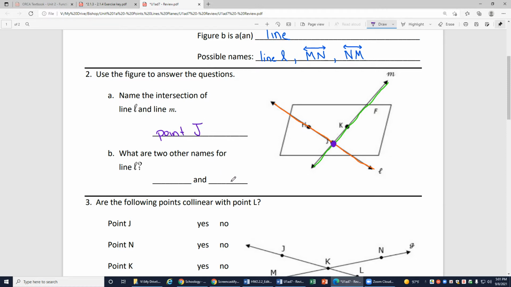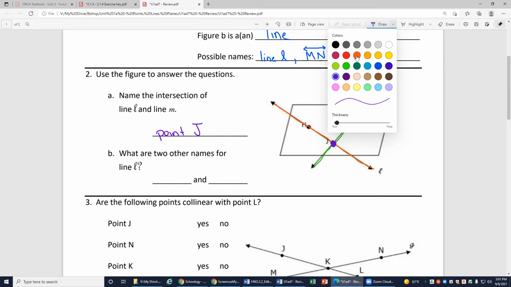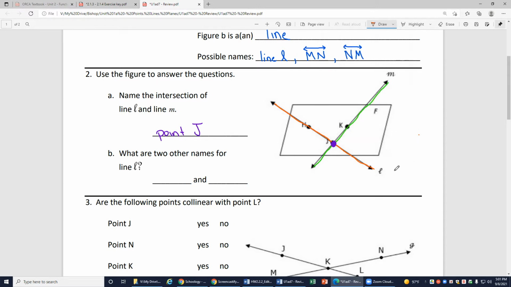Capital J, and we said it's a point. What are 2 other names for line L? So again, I'm going to go back to line L, and I see here, line L has already been used, so I want 2 other names. So I'm going to look for points. I need any 2 points. Well, I only happen to have 2 points. I have an H and I have a J, so I have to use the H and the J on that line with my line symbol, or I can flip the order around and call this JH with my line symbol. Okay, so there's number 2.